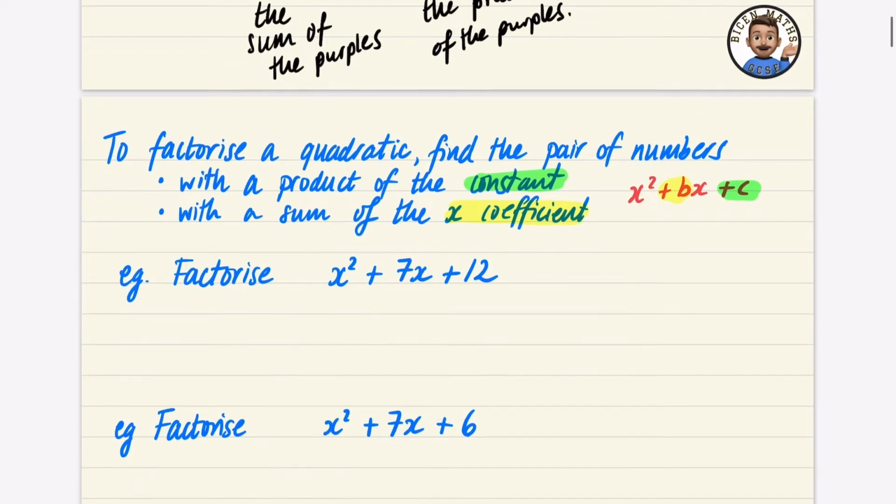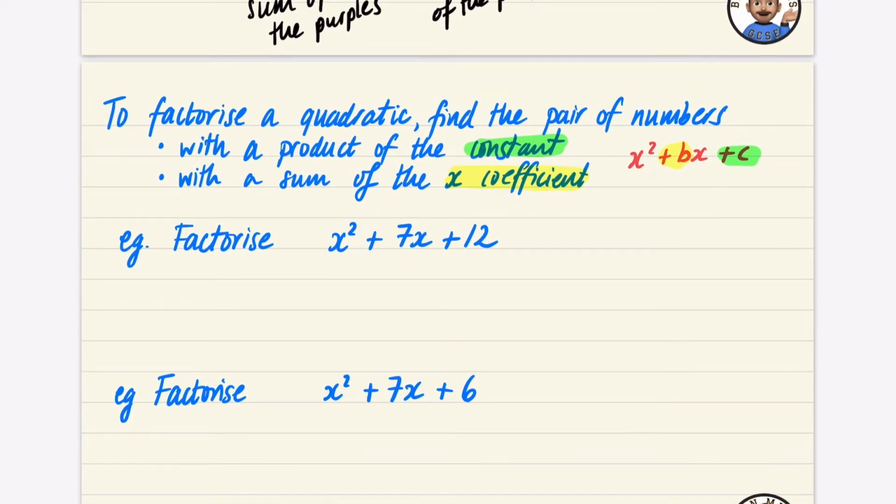So we are going to try and think of two numbers which multiply to give 12. I want them to multiply to give 12, and I want them to add to give the middle number, which is 7. So let's just quickly think for the number 12, the two numbers that multiply to 12, we can either have 1 and 12, 2 and 6, or 3 and 4.